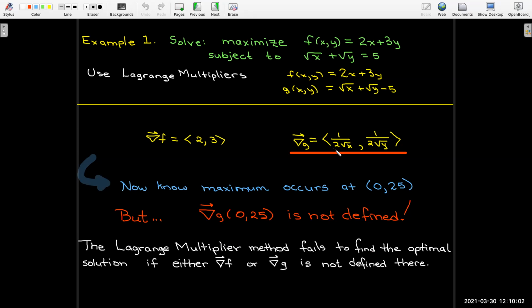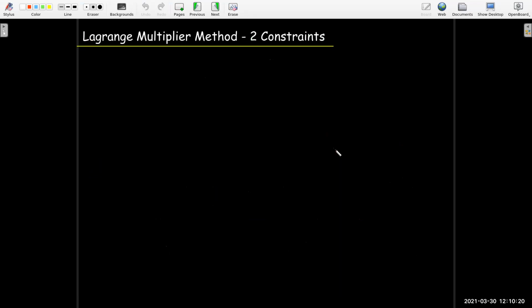So that's why the Lagrange multiplier method is not going to find an optimal value if the gradient of f or the gradient of g is not defined at that optimal value. So that's a limitation of the Lagrange multiplier method. Let's look at an extension of the Lagrange multiplier method.